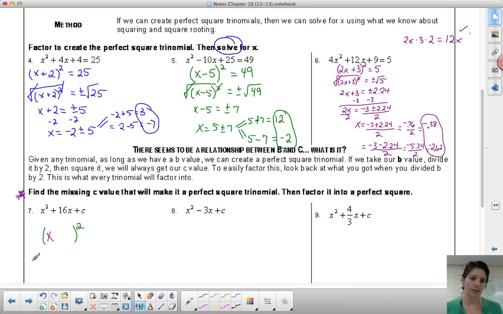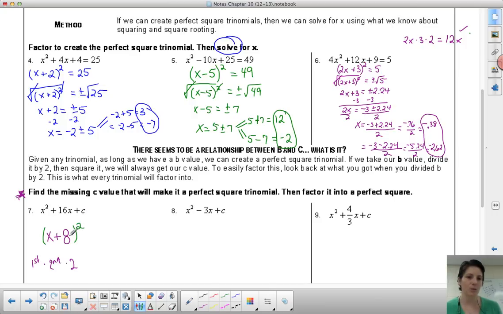It was that check step that we did: the first term times the second term times 2. So as long as we have a plain x squared or a 1x squared, right, that leading 1, then all we'll have to do is divide the b value by 2. So in this case, positive 16 divided by 2 would give me an 8. And we've factored it into the perfect square.